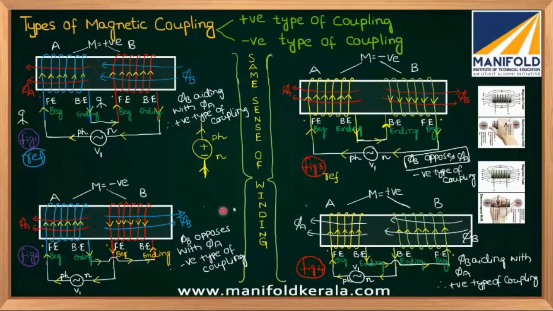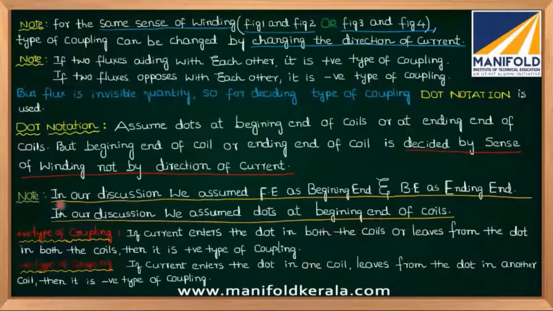You can use figure number 2 or figure number 3 also. In figure number 3, in coil A, it is entering a dot, and in coil B, it is leaving the dot. This arrow mark is downwards. It is entering at this dot, whereas it is leaving from the dot. So which type of coupling? Negative type of coupling.